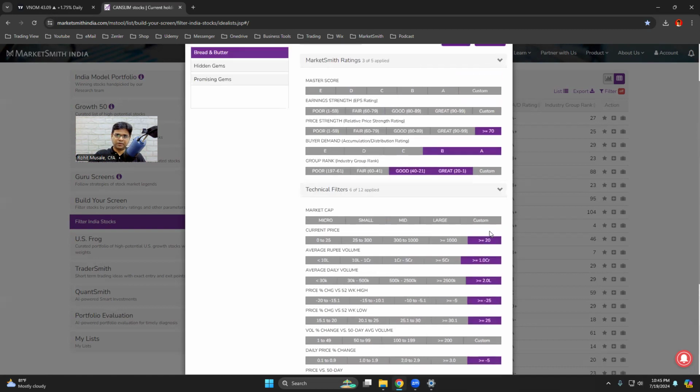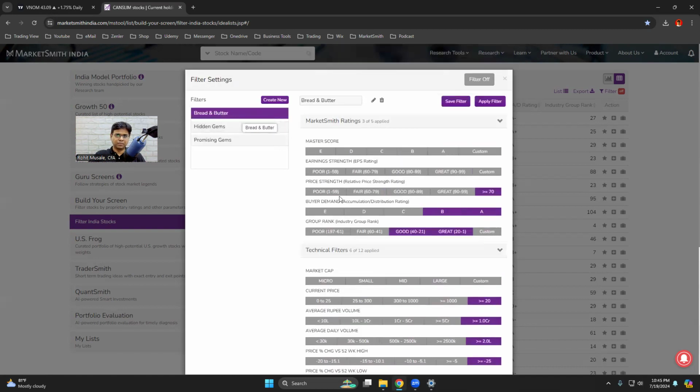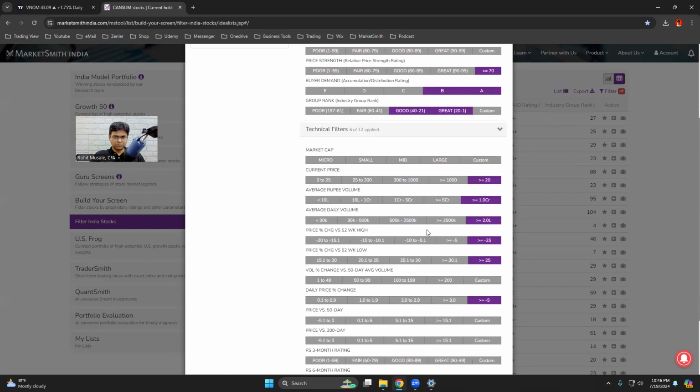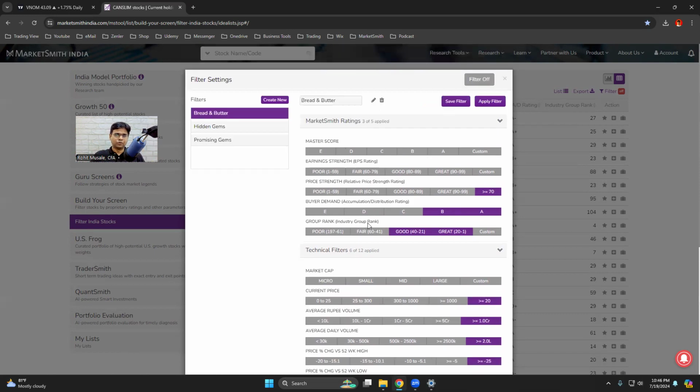So basically, if I have to summarize this bread and butter filter, the reason why I call it bread and butter is because this is something I use on a daily basis. This is my prime filter. If I have to summarize this in two statements, I would say that I am buying the best stocks in the best industry groups with high institutional demand, which are not penny stocks, which are liquid, which are near their 52-week high, and which have not fallen by more than 5%. This is the summary statement of this filter.